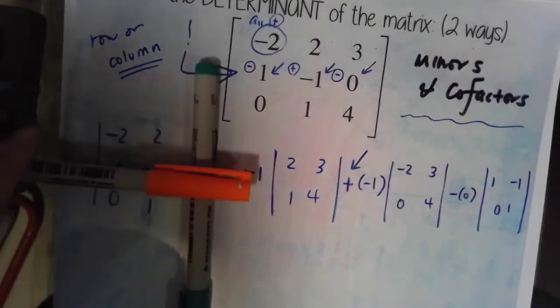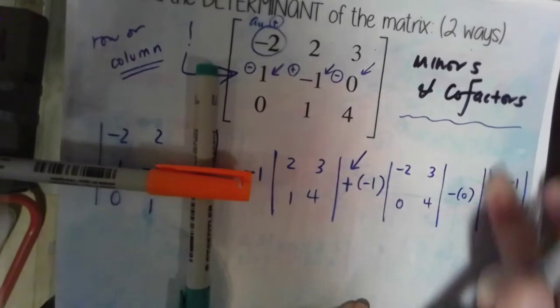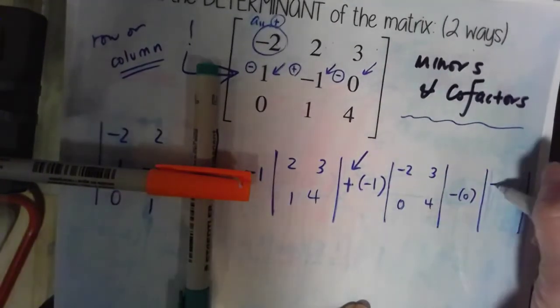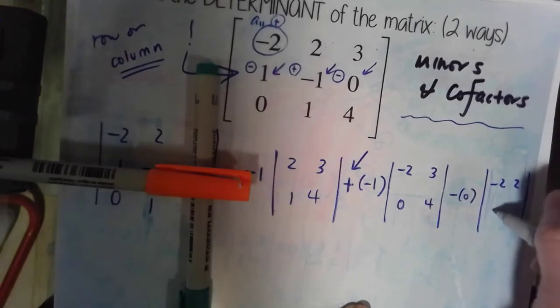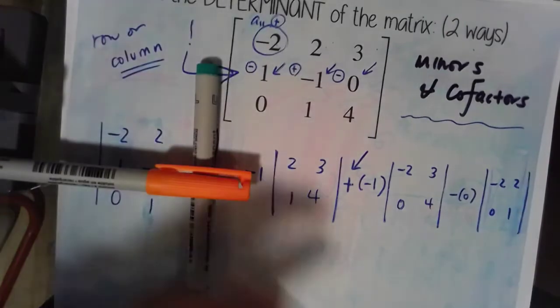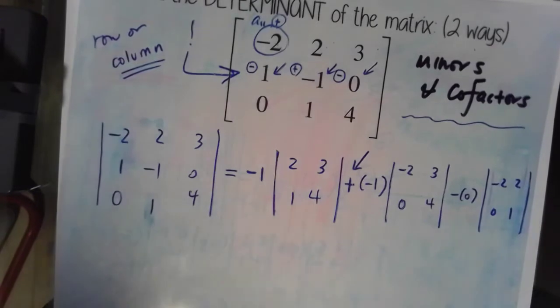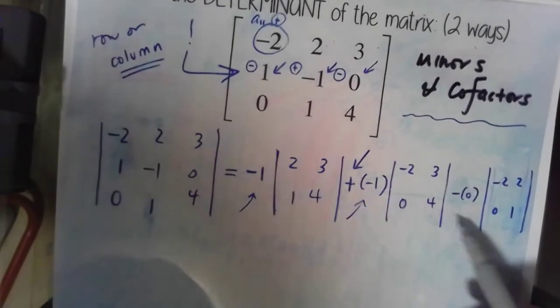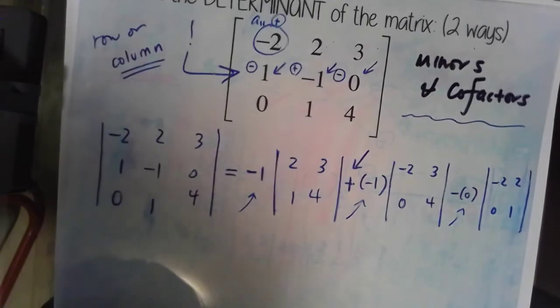Oh, sorry, guys. So I should have put what? I heard you guys yelling at me, okay? Negative 2, 2, 0, 1. That's my minor. Sorry about that. All right? So always don't forget about the signage here, but also the minors.